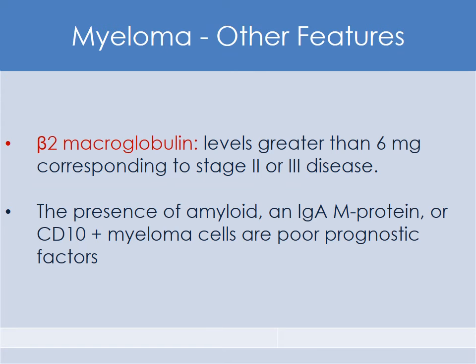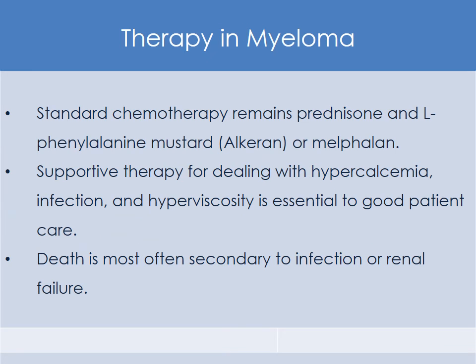As I have said earlier, beta 2 microglobulin is an important prognostic marker. The levels more than 6 mg correspond to stage 2 and 3, hence poor prognosis. The other poor prognostic markers are amyloid, IgA, M protein and CD10 myeloma cells. The treatment for myeloma is standard chemotherapy with prednisone and N-phenylalanine mustard. And you can also give supportive therapy for other complications. Death is most commonly due to infections or renal failure.